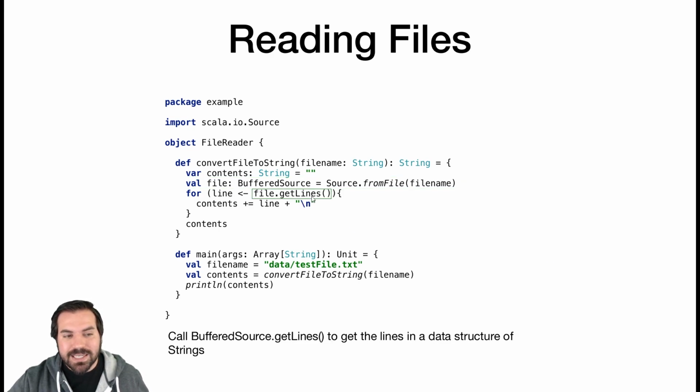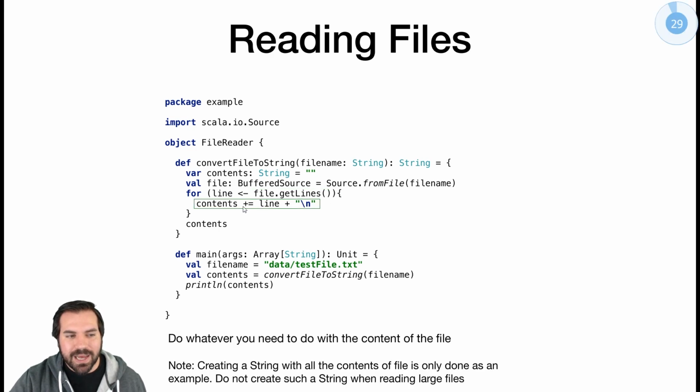The buffered source has a getLines method, which is going to give us a data structure, or at least an iterable, that will iterate over each line of the file. It'll read each line of the file, give us the contents of that line in a variable, and we can iterate through each line and store each line in this variable one at a time, then execute whatever we want to execute on that line of the file.